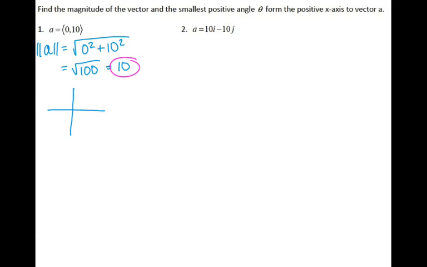So this vector is similar to the ordered pair 0, 10. So 0, 10 would put you somewhere up here on your positive y-axis. And the angle is going from your positive x-axis to your y-axis. And that angle is 90 degrees. So theta equals 90 degrees, or in radians, pi over 2.